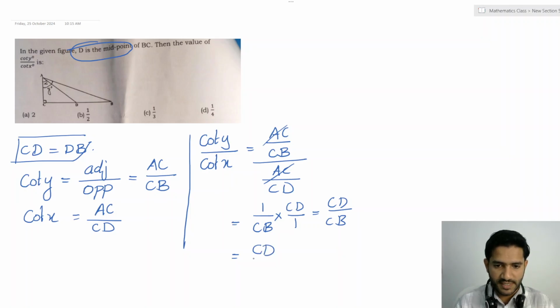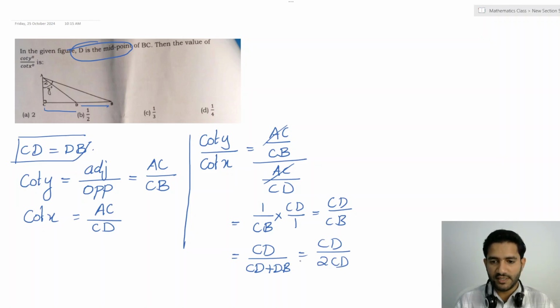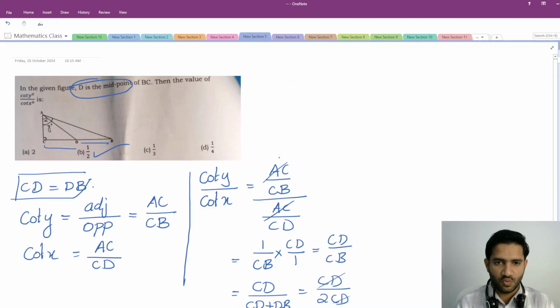So CD by CB means CD by CD plus DB. But CD and DB are equal, so we can write this as 2CD, CD plus CD. So we can cancel CD and CD. Answer should be 1 by 2. The second option, 1 by 2.